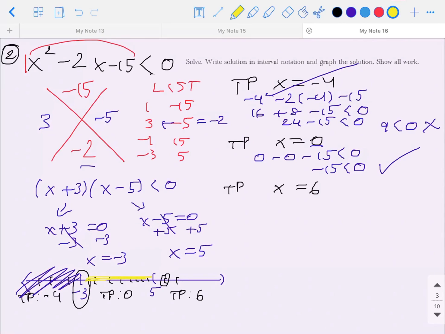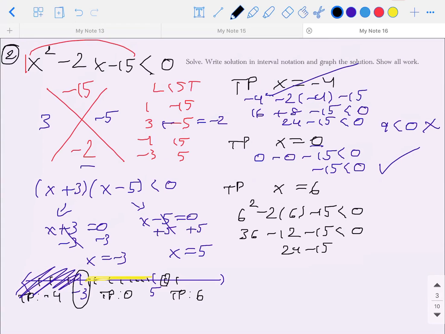What about x equals 6? Because you don't want to end the problem too soon if this side is also agreeable with the statement. 6 squared minus 2 times 6 minus 15 must be less than 0. 36 minus 12 minus 15 must be less than 0. 24 minus 15 less than 0. And this one becomes 9 is less than 0, which is not a true statement. So therefore, this will not be part of the solution.